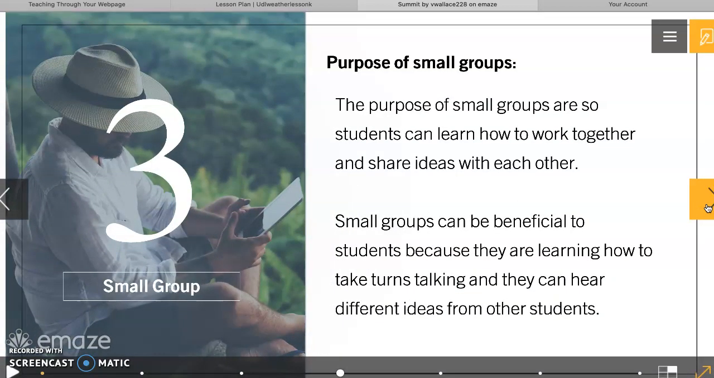The purpose of small groups is so students can work together and share ideas from each other. One thing that we find very beneficial, especially at the kindergarten age, is for them to learn how to take turns talking so they can hear each other, not talk over each other. It's kind of the rules of society where it's your turn to talk and then it's so-and-so's turn to talk. And one thing that I personally find beneficial for my students is that they are able to hear other students' ideas, not just me teaching something, but the students teaching each other.